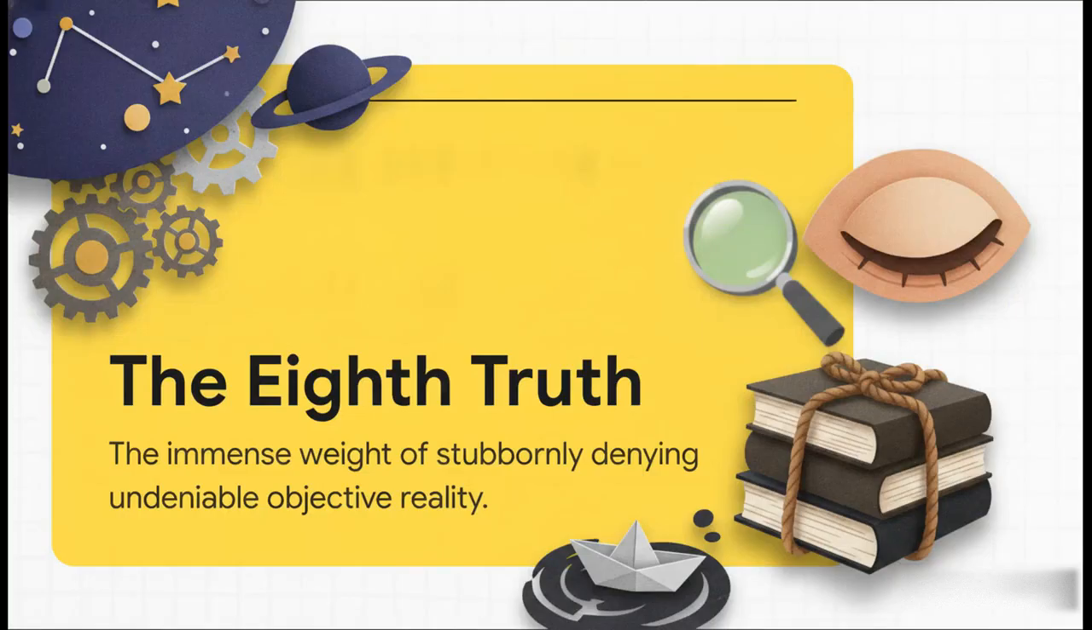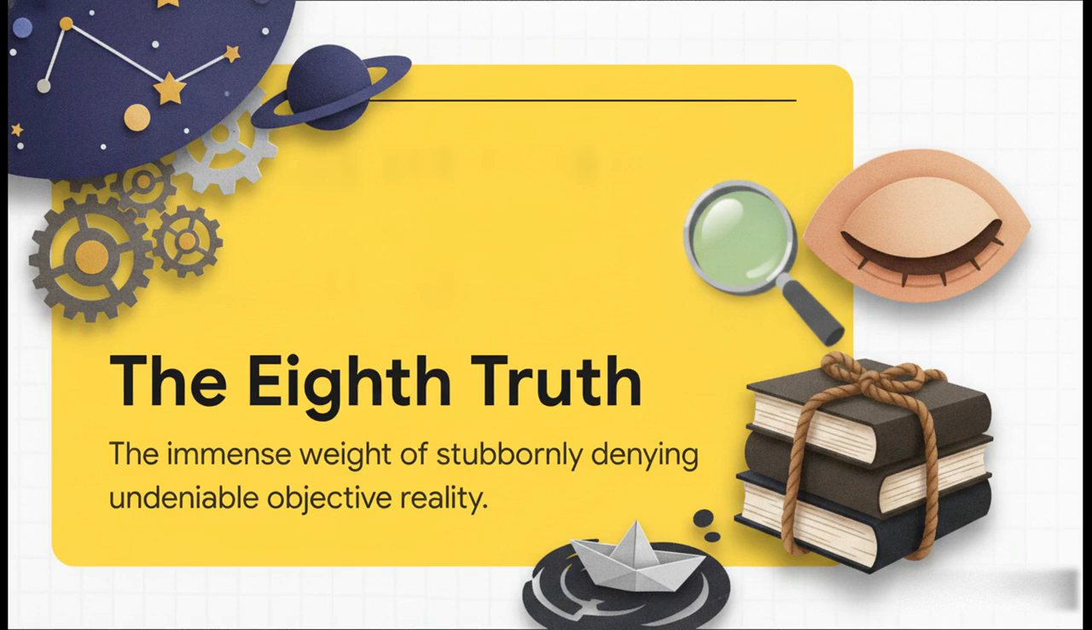And that brings us to the macro level. One of the core ideas we're unpacking from the source material is this concept known as the eighth truth. So if a little white lie can break human trust, what happens when we scale that up to the level of objective reality? Well, the eighth truth dives into the immense, staggering weight of stubbornly denying undeniable evidence.